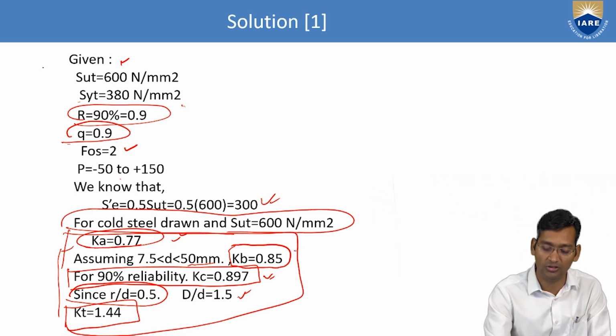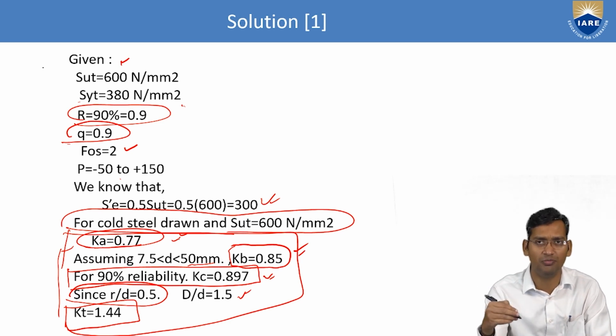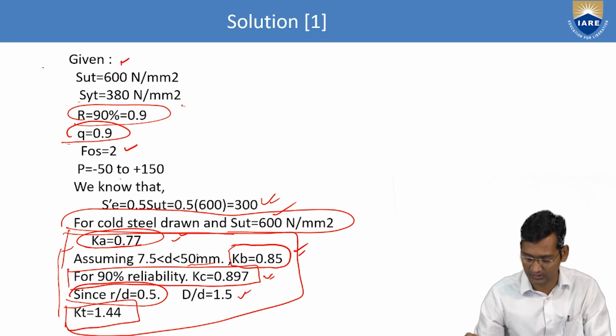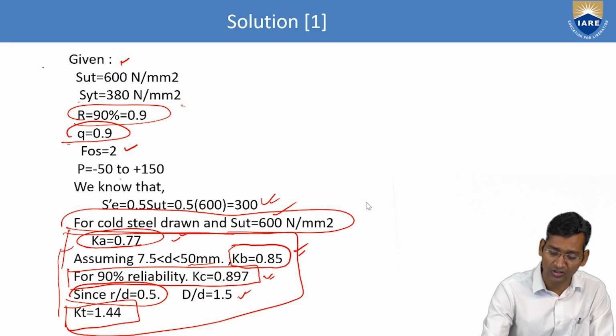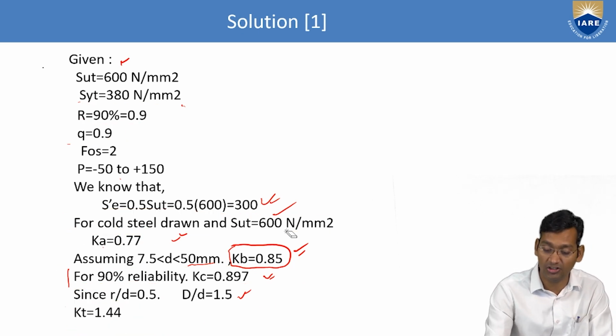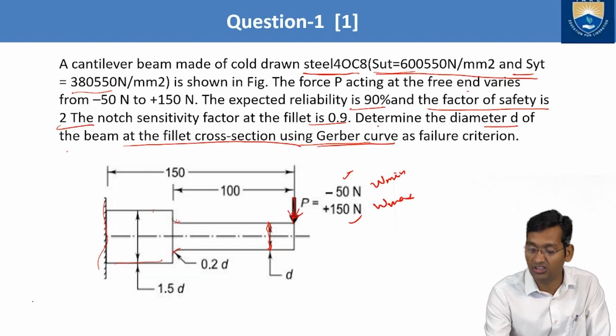Okay, so you will get the chart, and from there you can find these data in the chart. Particularly, once you go for the 600 Newton per mm square as we already did, from there you can find these data. So now we have all the data. Now what is required to find? Just see here. Determine the diameter.